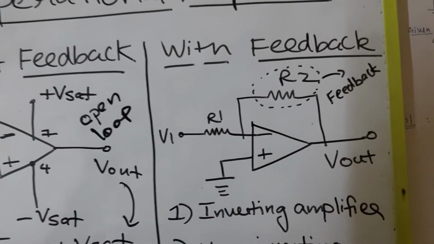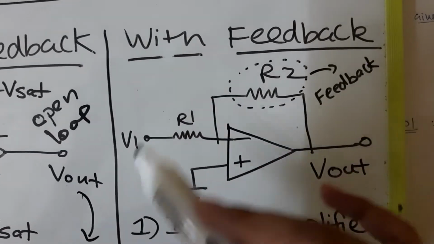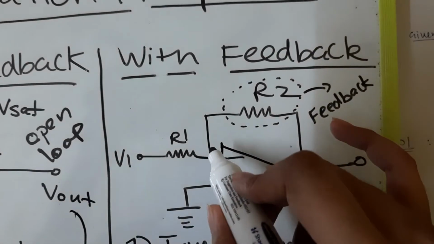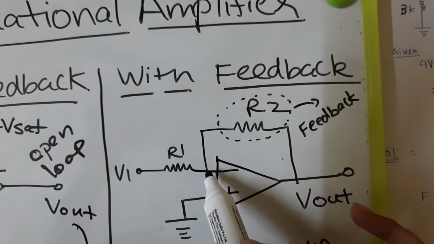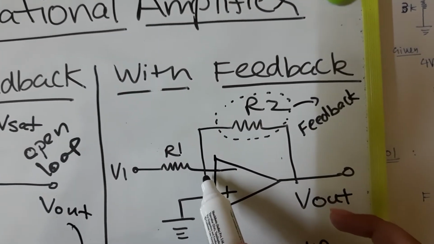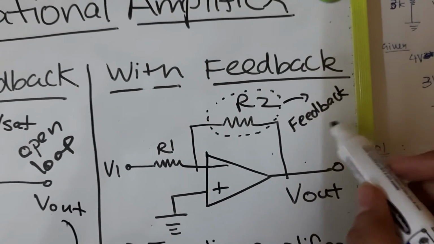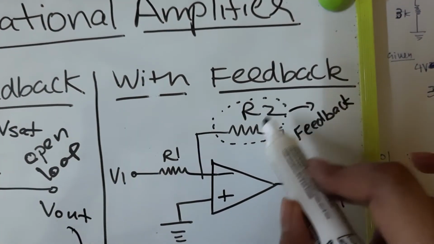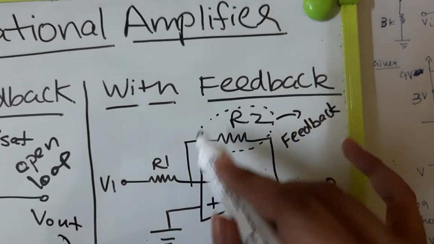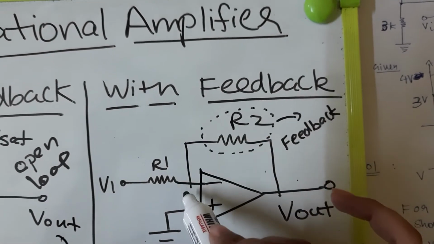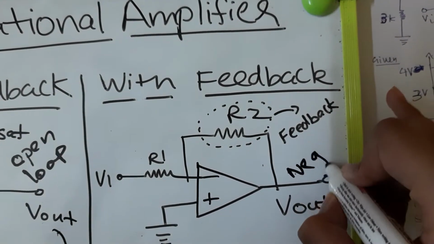Now let's see the structure with feedback. Everything else is the same, except here we see that we have a resistor connected from the inverting terminal to the output. This is nothing but known as the feedback resistance. Since the resistance is connected from the inverting terminal, we call this negative feedback.